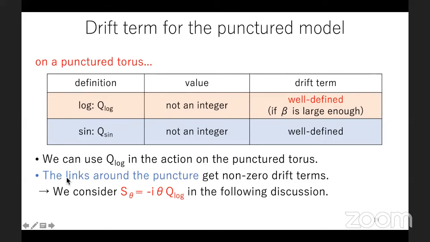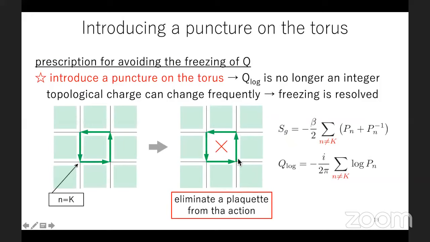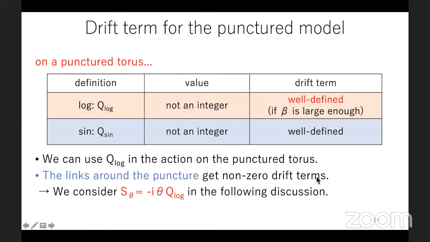Because the link variables around the puncture, these green links, get a non-zero drift term, so we get a well-defined drift term. In the following discussion, we consider this logarithmic definition. In fact, we also performed a simulation with the sign-like definition, but basically they are the same, so I only pick up the logarithmic definition in this talk.